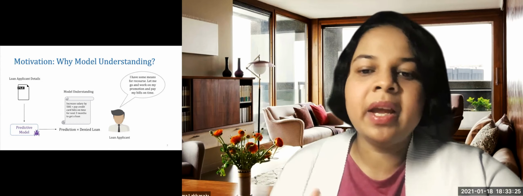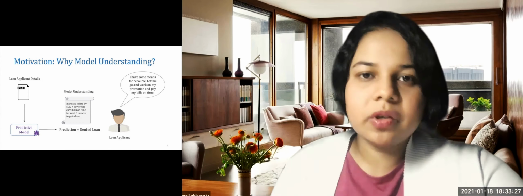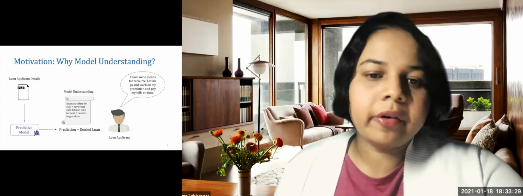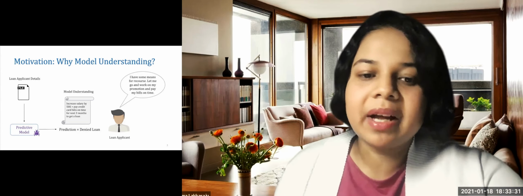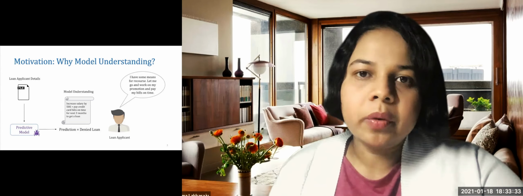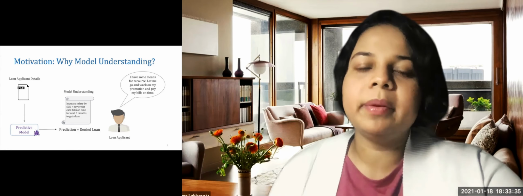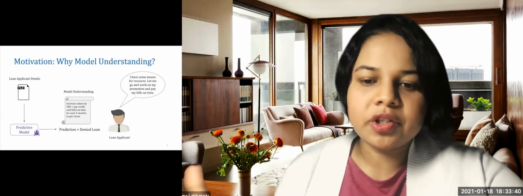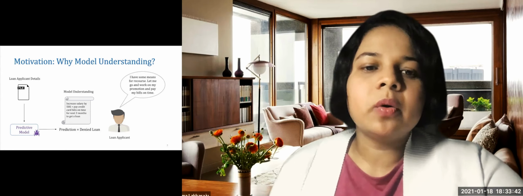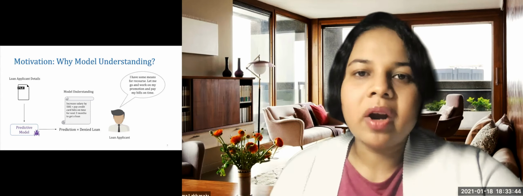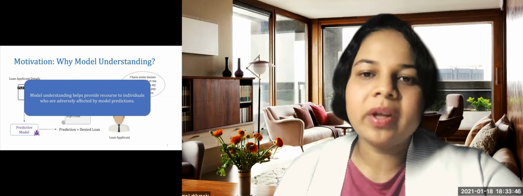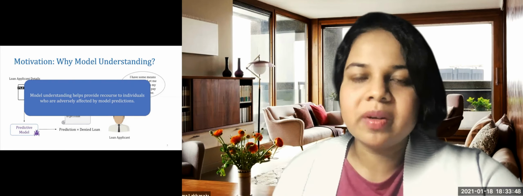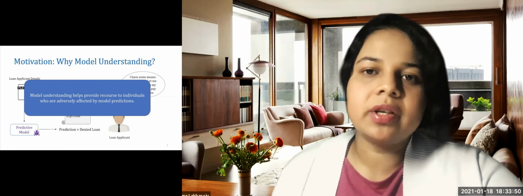So in this case, maybe telling the applicant that if you increase your salary by 50K and pay your credit card bills on time for the next 3 months, then you can reverse this decision, or you will be able to get a loan. That information can be super useful to the applicant. So in this particular context, model understanding is helping with providing recourse to individuals who are adversely affected by model prediction.